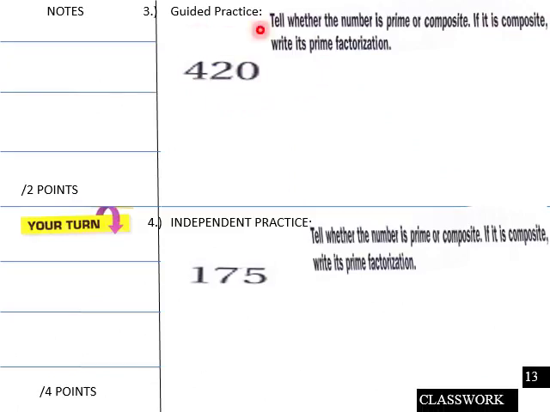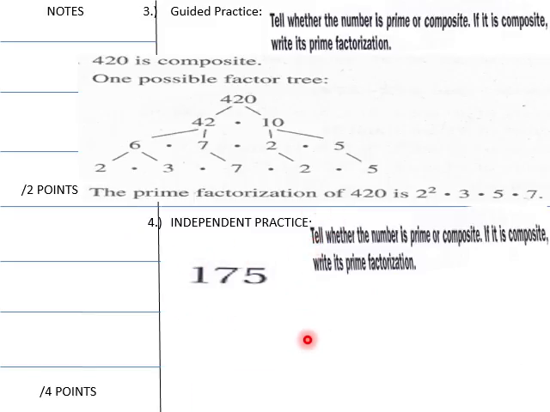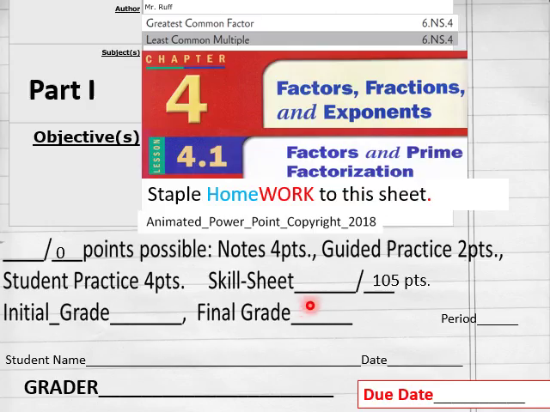Now we have our first guided practice. Tell whether a number is prime or composite. If it is composite, write its prime factorization. This one too, class. Here is the factor tree for 420. In your bottom row is your prime factorization: 2 squared times 3 times 5 times 7. That would be the prime factorization for 420. 175, no, you have to do that on your own this time.